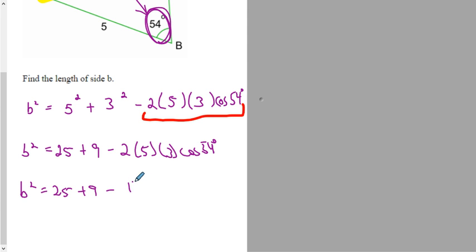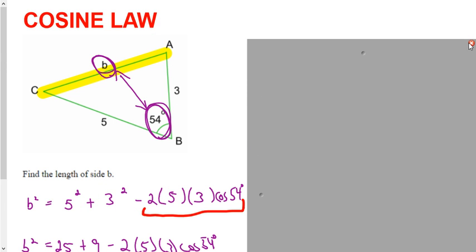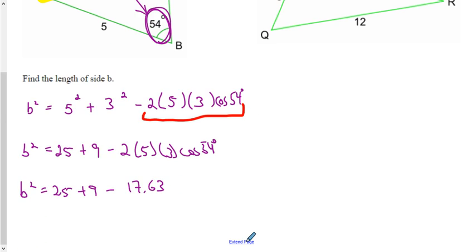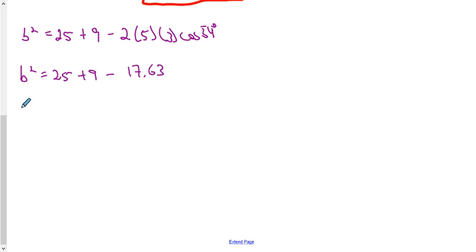That all works out to 17.63. I'm going to write it to 2 decimal places for now, because that's pretty good, and then I'll round off my final answer to 1 decimal place. Okay, and now b squared: let's do all the adding and subtracting. We're going to end up with 16.37.